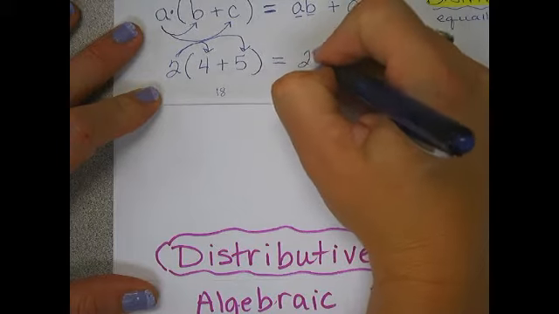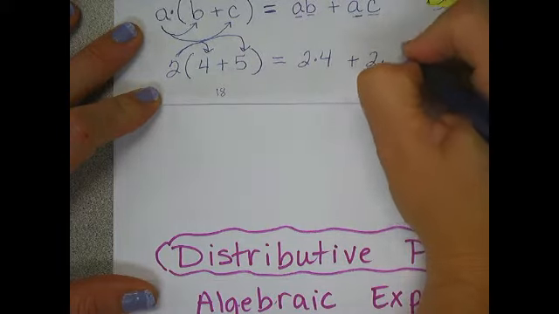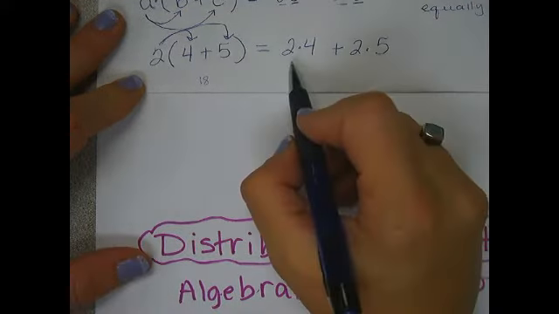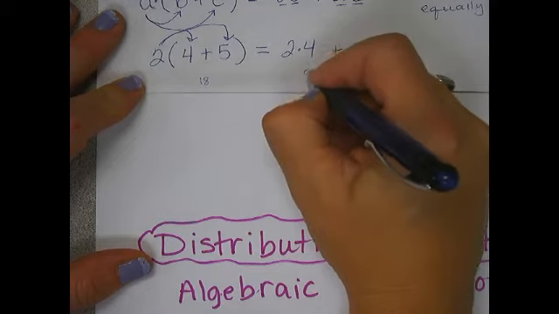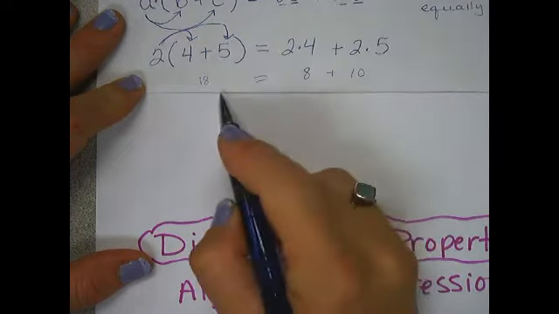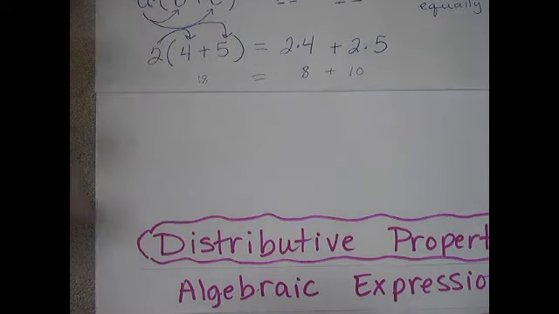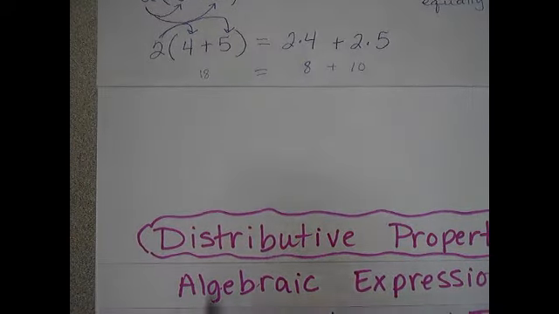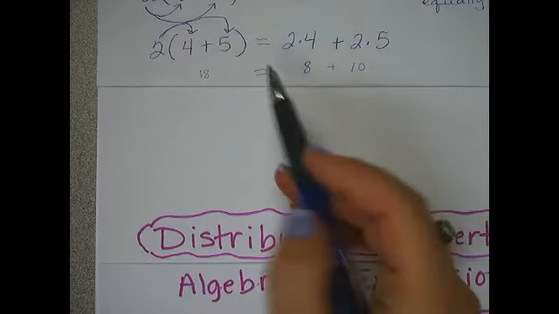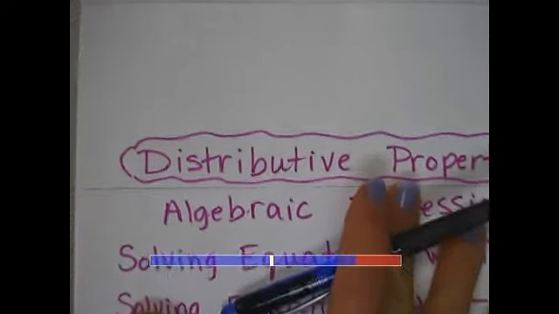And now let's do our passing out, or our distributive property. So this is saying 2 times everything in here has to be multiplied by 2. So 2 times 4 plus 2 times 5. Now let's do a little arithmetic. 2 times 4 is 8. Plus 2 times 5 is 10. Do you see that they both equal 18? So that's essentially what the distributive property looks like.